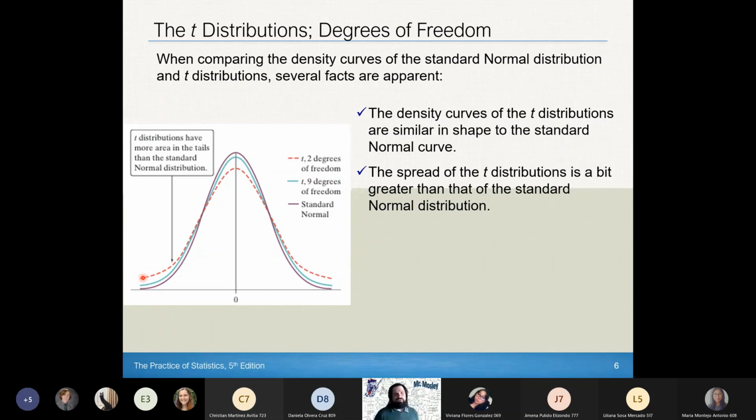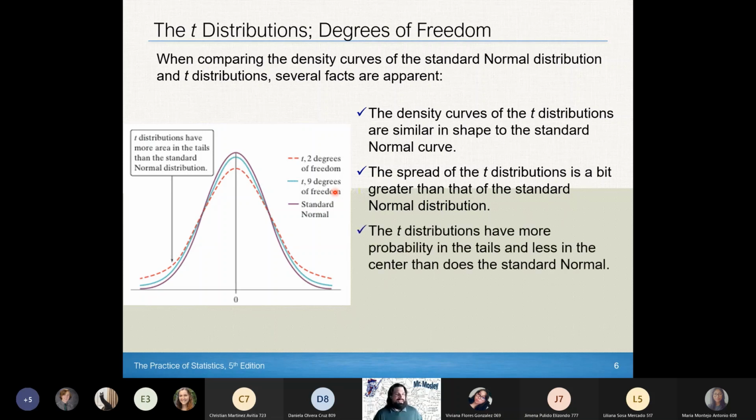This relates back to what we learned in the previous chapter, that larger sample sizes create less variance, making our distribution more narrow. Smaller sample sizes create a more spread distribution. So the wider and shorter curve, like this dashed curve, goes with 2 degrees of freedom, implying a small sample size of n equals 3. Then we get a little more narrow, a little taller distribution at 9 degrees of freedom, or a sample size of 10.